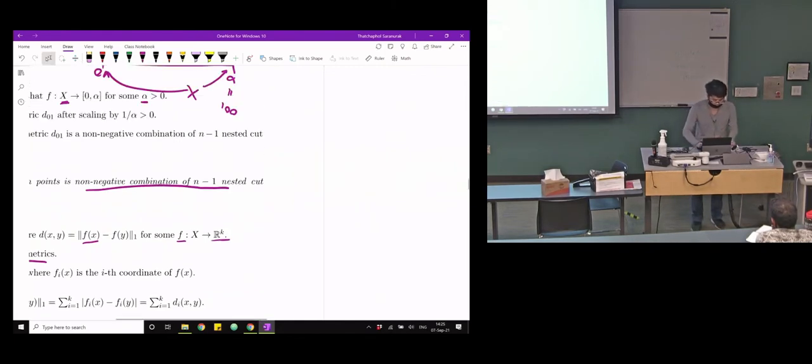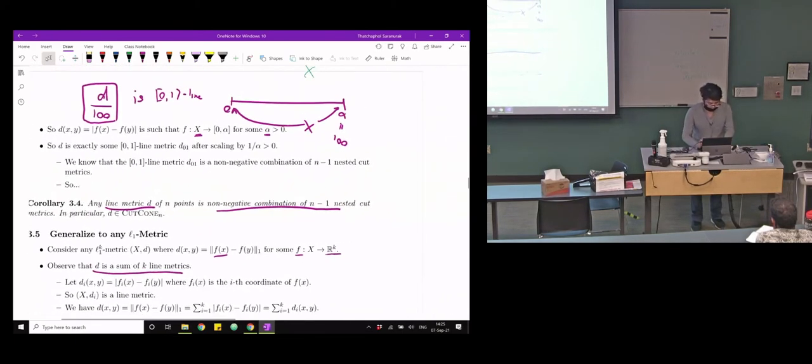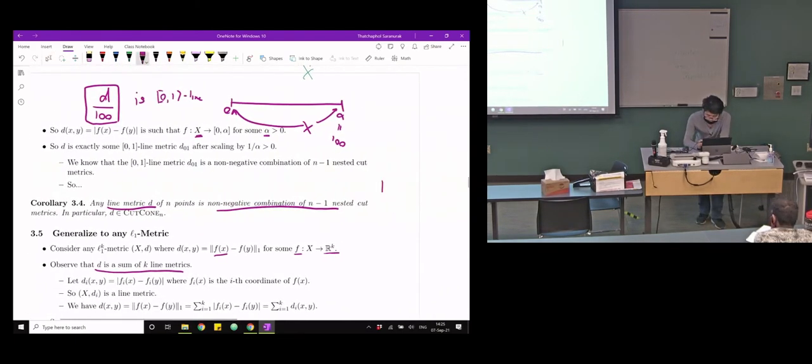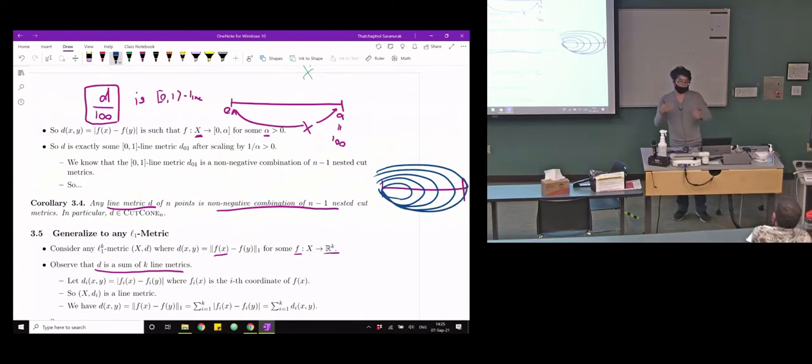So in the case of line metric, you have that the cuts that you define always look like this. If they intersect, one of them is inside the other.